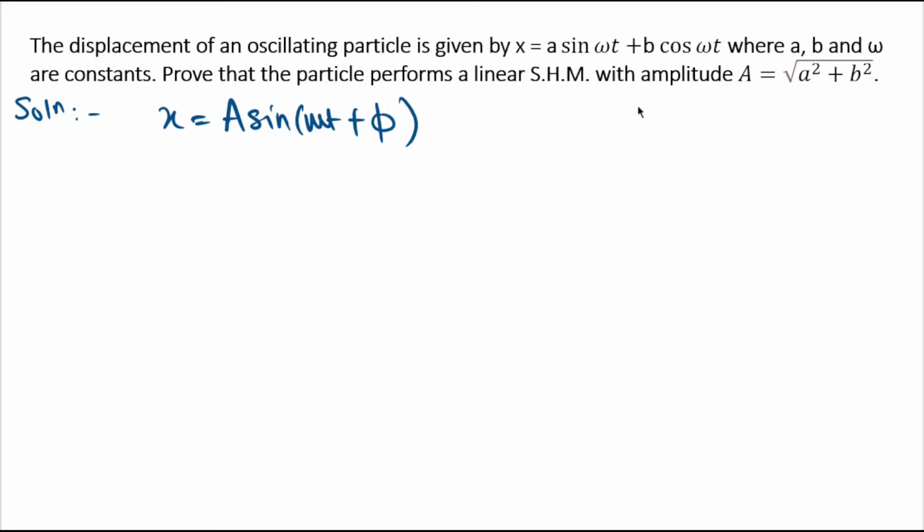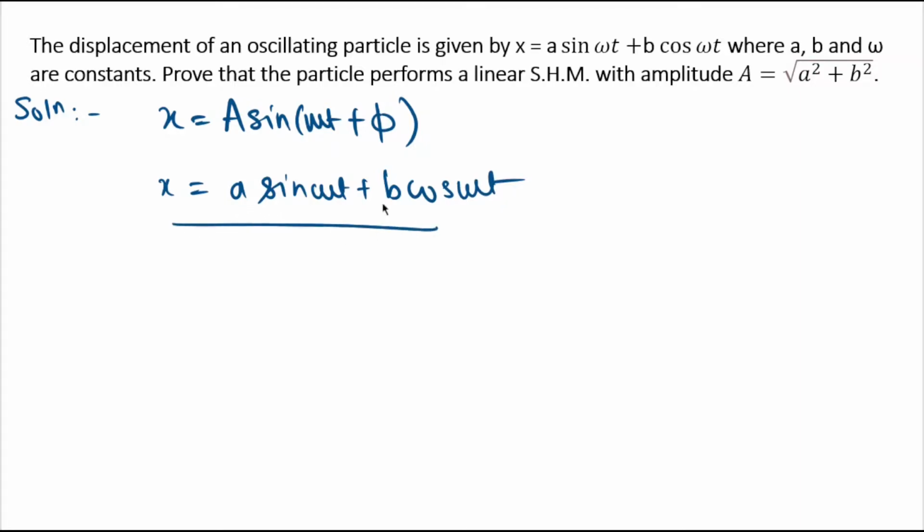So we have been given x is equal to a sin omega t plus b cos omega t, and by comparing this equation with this equation, we need to prove that the amplitude for this particle performing SHM is equal to root under a square plus b square.